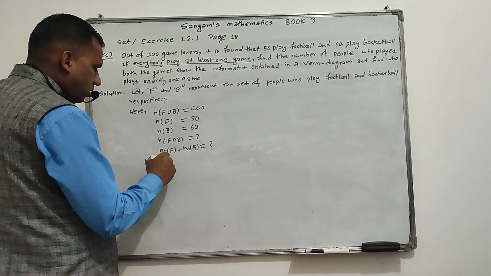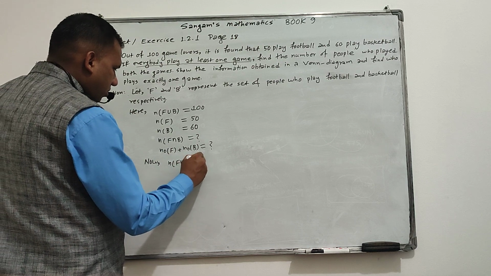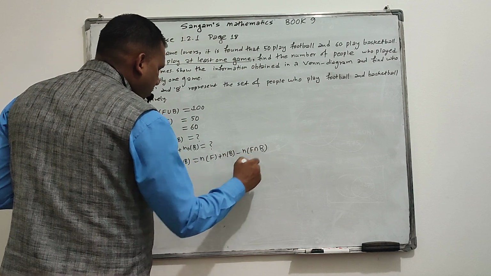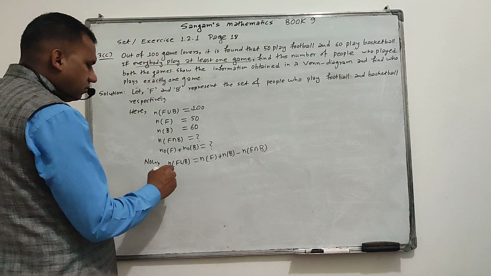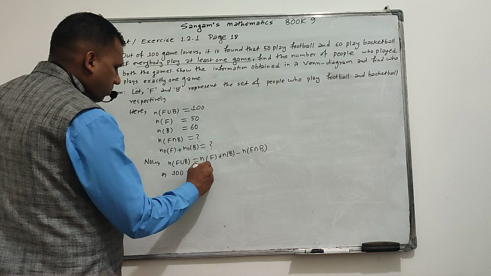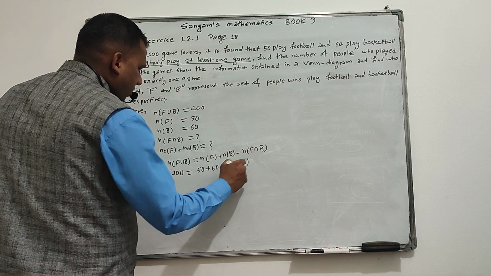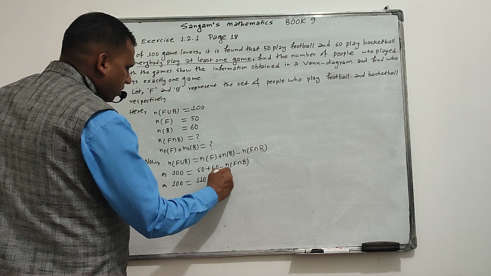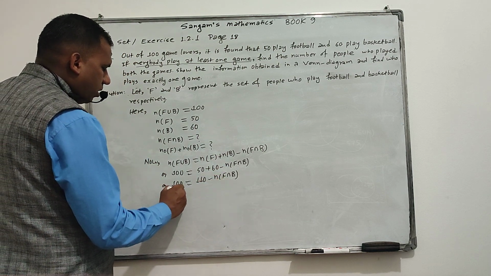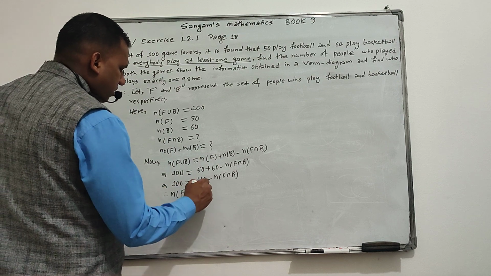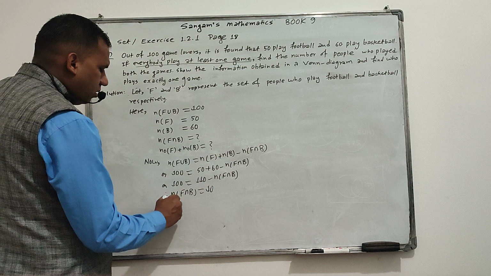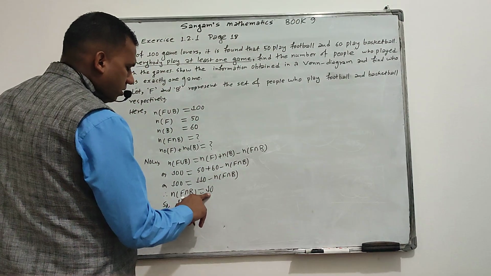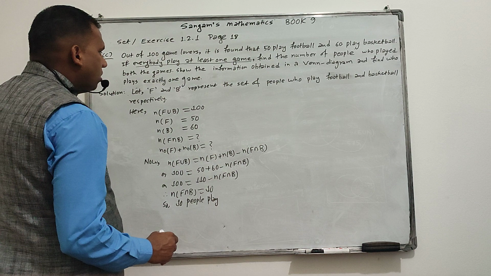Now, using the formula, number of F union B equals number of F plus number of B minus number of F intersection B, or 100 equals 50 plus 60 minus number of F intersection B, or 100 equals 110 minus number of F intersection B. Therefore, number of F intersection B equals 110 minus 100, that is 10. So 10 people play both the games.